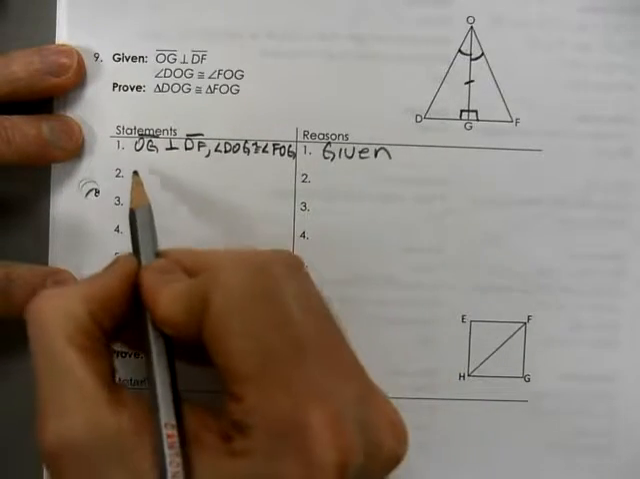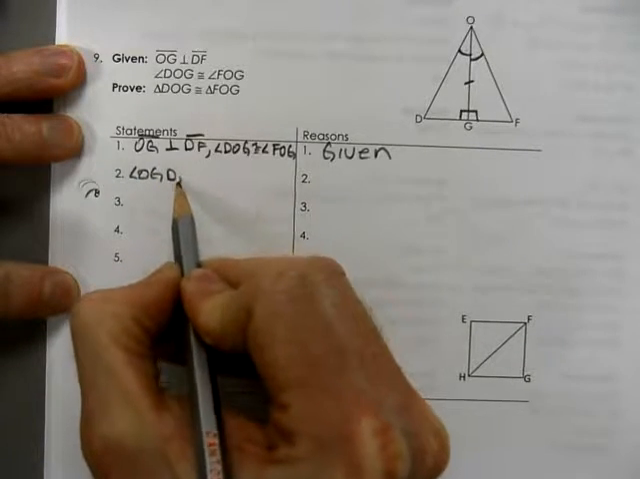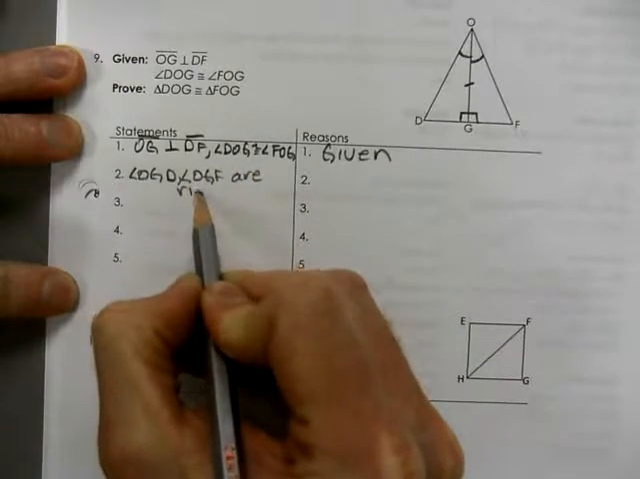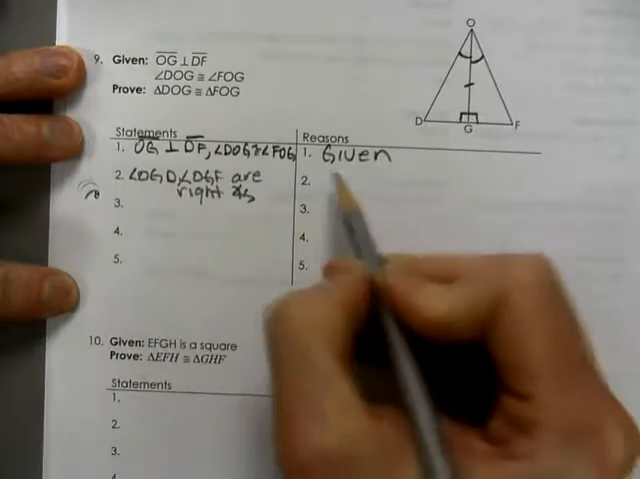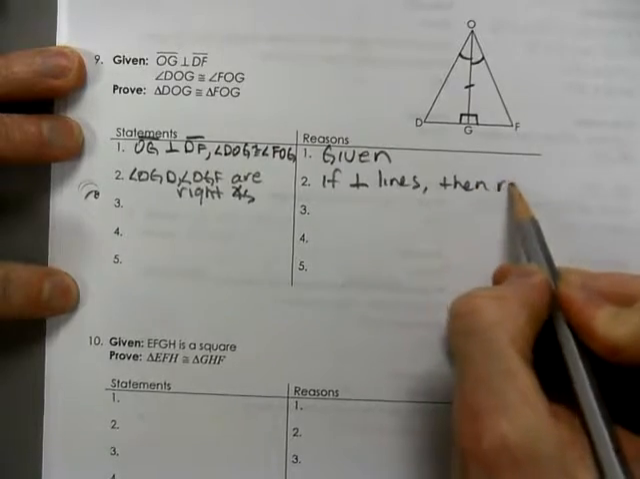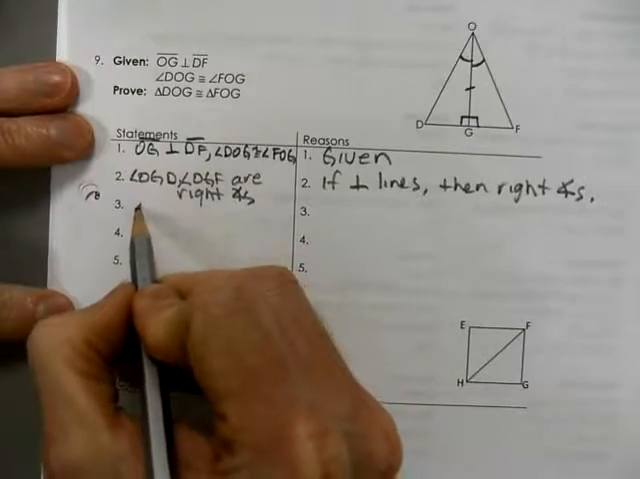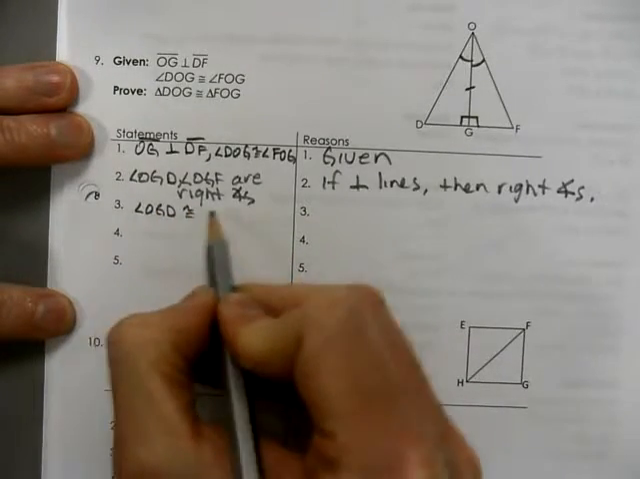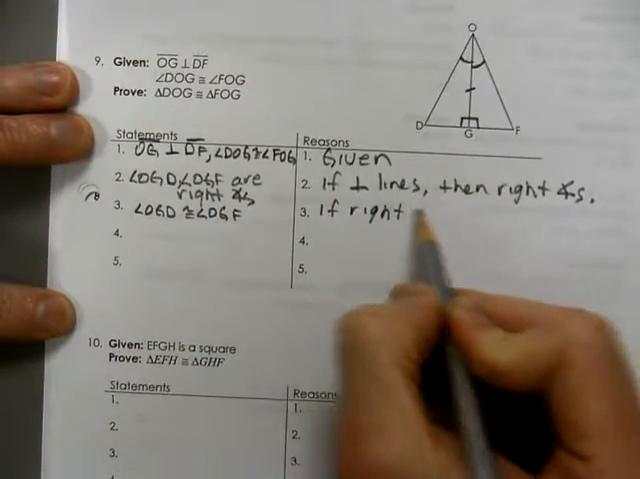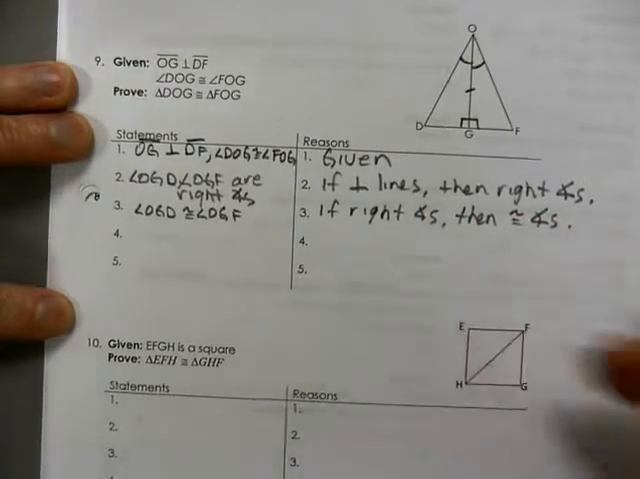Now, if you're perpendicular, then you know that angle OGD, angle OGF are right angles. If perpendicular lines, then right angles. And then we can say that angle OGD is congruent to angle OGF. If right angles, then congruent angles.